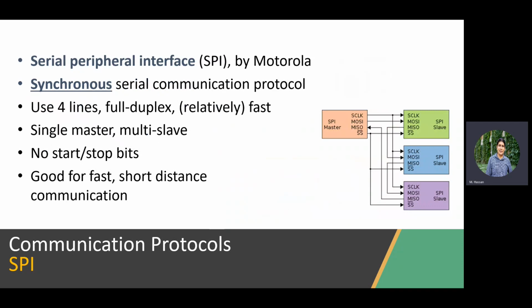To address this specific problem, we have another protocol, which is SPI. SPI is the serial peripheral interface. This was developed by Motorola, which was one day one of the big Silicon Valley companies. Nowadays, you don't hear about them. But it's a synchronous serial communication protocol, and the main advantage of SPI over I2C is it uses two wires instead of one for data. So you have a sender and receiver, which means it's full duplex, right?